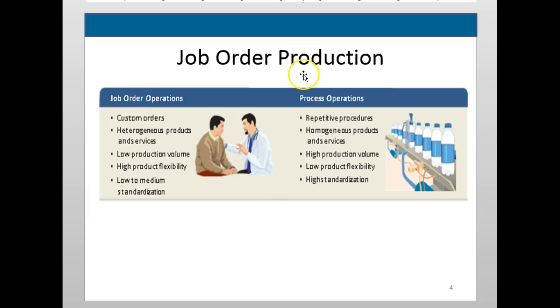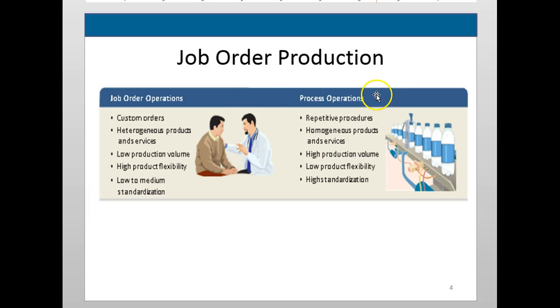Here are some examples. You've got custom orders, heterogeneous products and services, low production volume. Let's say somebody orders 20 of the same type of sign. Now you're going to kind of mass produce them, but they're going to be unique. It's going to be a short run, and so you've got a lot of flexibility in what you do with each sign.